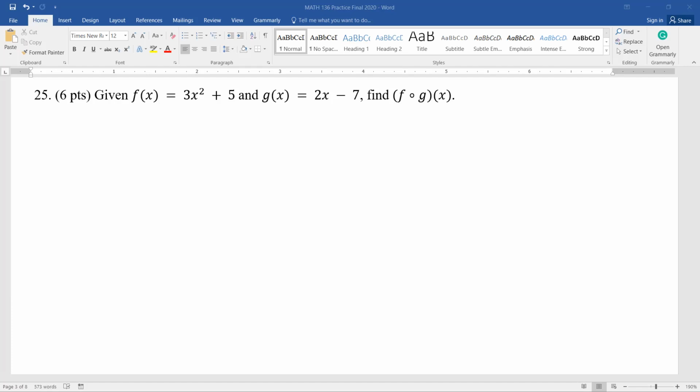Well, to eliminate my parentheses, I need to go ahead and distribute the 3. So 3 times 4x is 12x squared. 3 times negative 28 is negative 84x. And 3 times 49 is 147. Again, bring down that plus 5 because we haven't done anything with it. So to get our final answer, all we need to do now is combine like terms. So 12x squared minus 84x plus 152 would be our final answer.